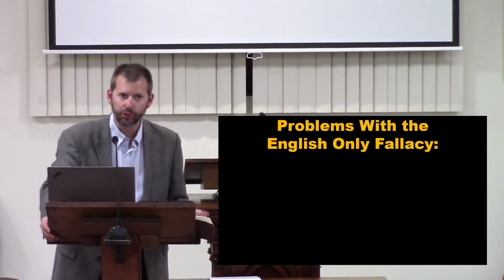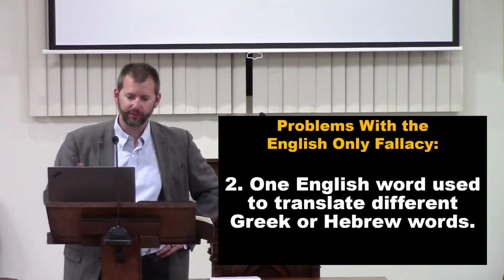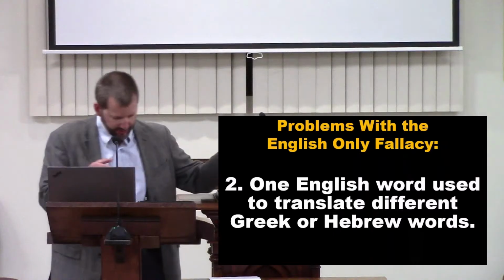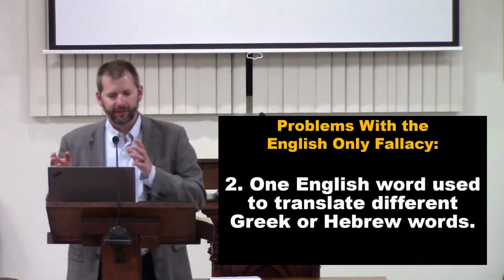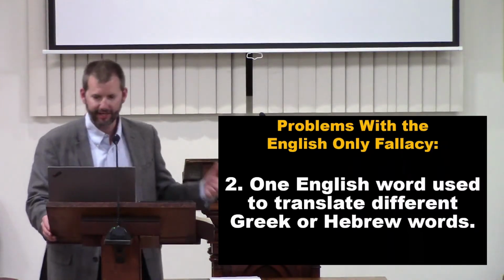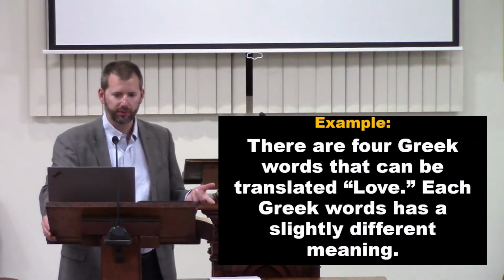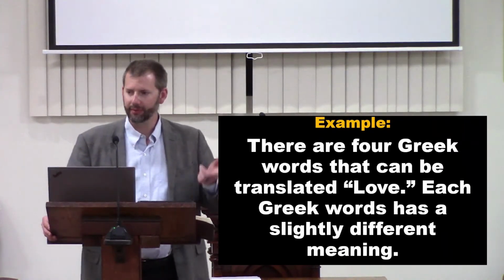Another problem with the English-only fallacy is that one English word may be used to translate different Greek or Hebrew words. So different English words are used for one Greek word, or one English word is used for different Greek and Hebrew words. An example is the classic one, that there are 4 Greek words that can be translated as love. Each Greek word has a slightly different meaning.